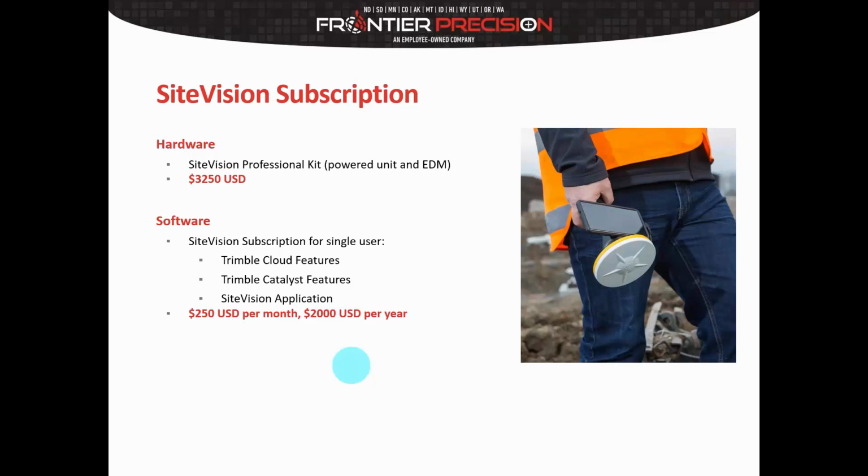So a little bit about the subscription. The hardware kit is going to be $3,250. And as far as the software, it's a little unique that you're going to be allowed to do a month-to-month or a year subscription. And the subscription is going to be all-inclusive for both the cloud services and the Trimble correction services as well.